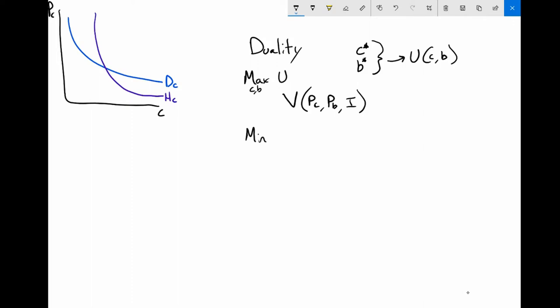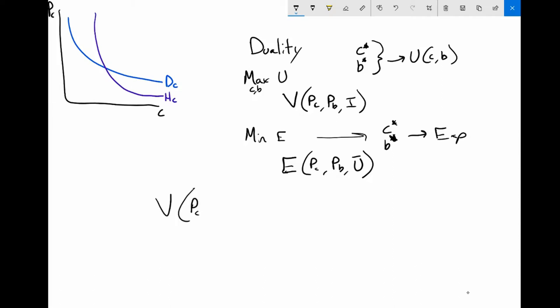Okay, if we did an expenditure minimization, then we would end up with the optimal expenditure function, which is a function of the price. We do expenditure minimization. We will find a C star and a B star, which we now know are the Hicksian or the compensated demand functions. We take those, plug those back into the expenditure function, and we're going to get the optimal expenditure function, which is a function of the prices and some given level of utility. All right, so we have these two functions, the indirect utility function and the optimized expenditure function.